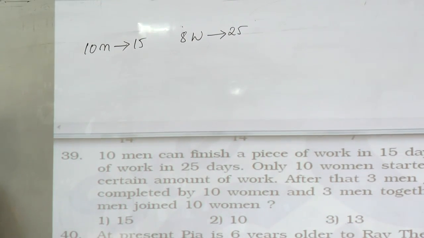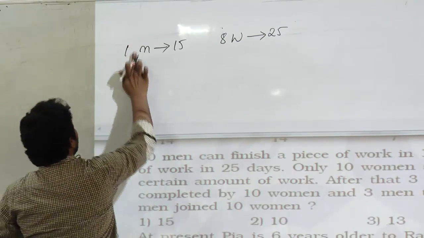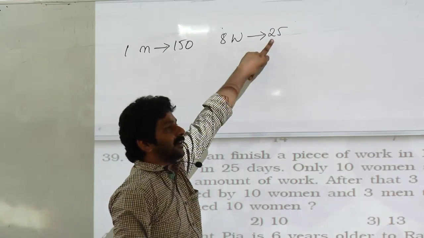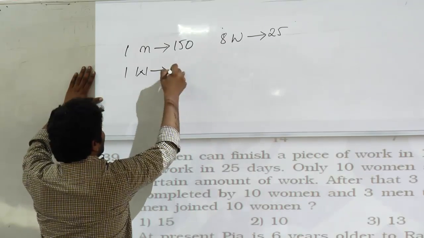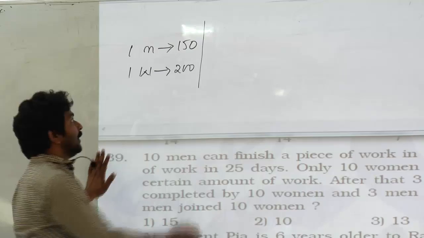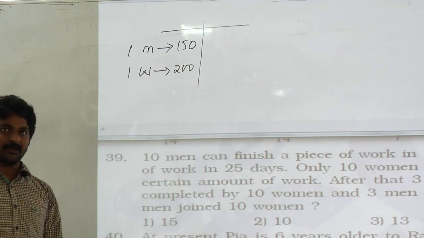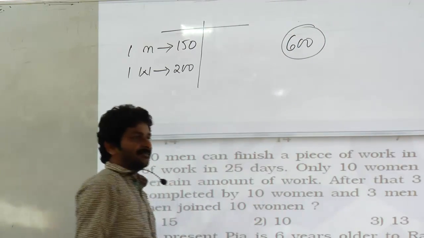Let's go for one man and one woman combination. If 10 men can complete the work in 15 days, one man can complete the work in 150 days. If 8 women can complete the work in 25 days, one woman can complete the work in 200 days. Let's go for LCM. 150 and 200. What is LCM? 600. Let's say total work is 600 units.